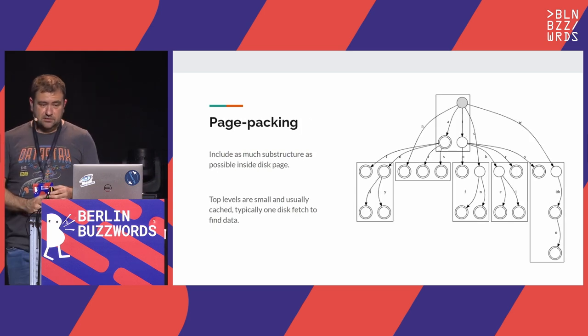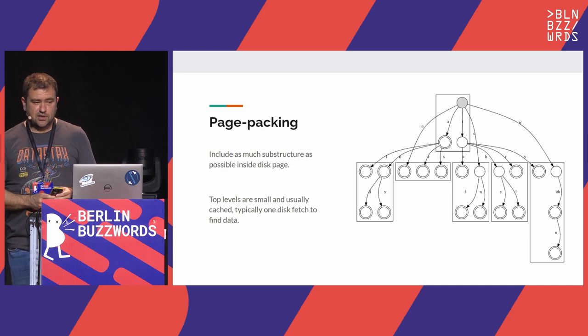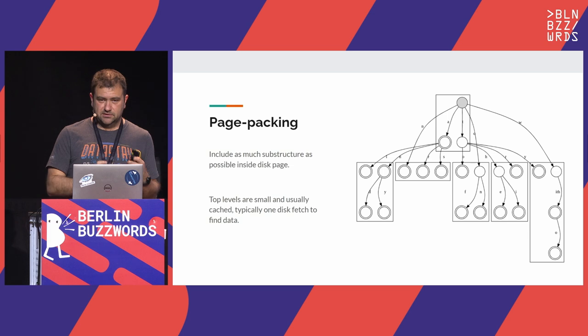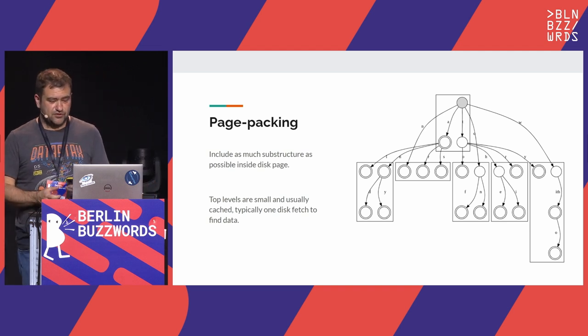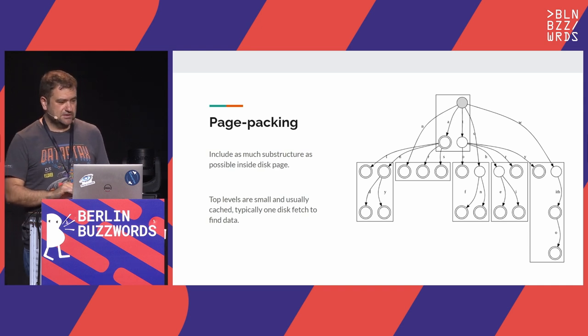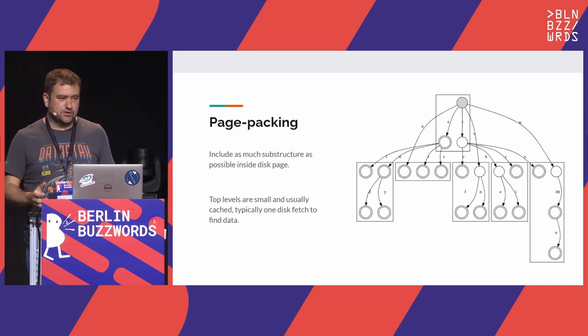And finally, and perhaps most importantly, you can do page packing, or putting a lot of related data in a disk page, for tries as well. You can do this trick that B-trees rely on for making them really efficient on disk. This is something you can also do for tries. The key here is that we're doing this for immutable data structures.